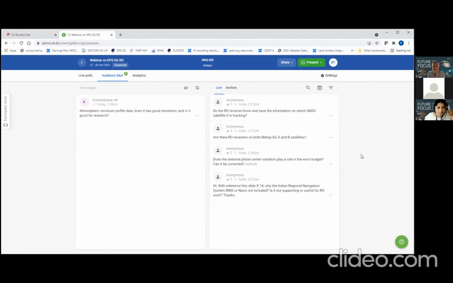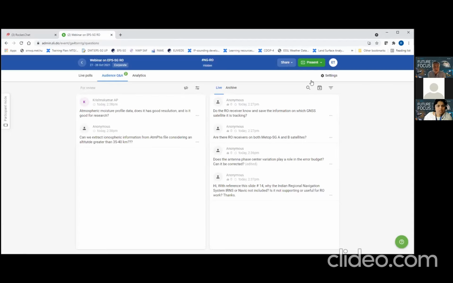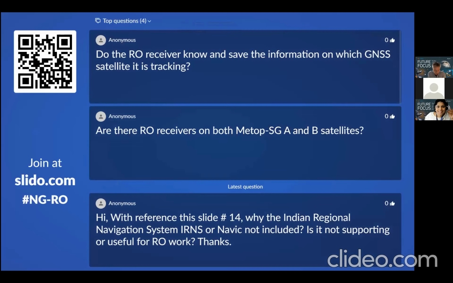Does the antenna phase center variation play a role in the error budget, and can it be corrected? For GRAS, we have actually done calibration measurements for all the antennas on ground before the satellite launches, and for the Zenith antenna, we have done in-flight calibrations, and we are using them for the precise orbit determination. So we use them for GRAS.